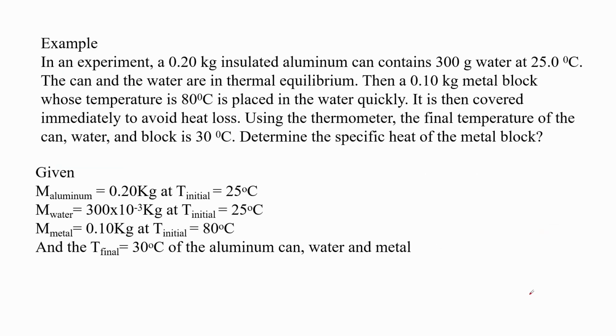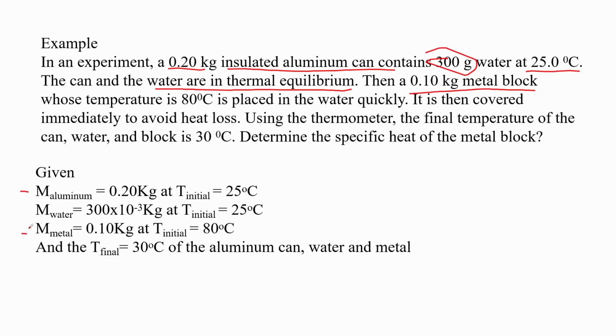Here we have an example for calorimetry. In an experiment, a 0.20 kg insulated aluminum can contains 300 grams of water at 25.0 degrees Celsius. The can and the water are in thermal equilibrium. Then a 0.10 kg metal block whose temperature is 80 degrees Celsius is placed in the water quickly.